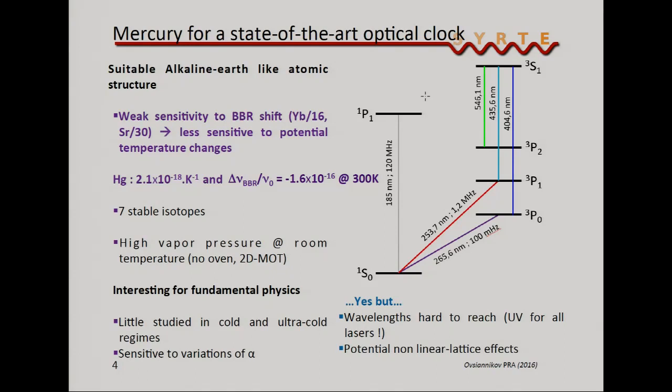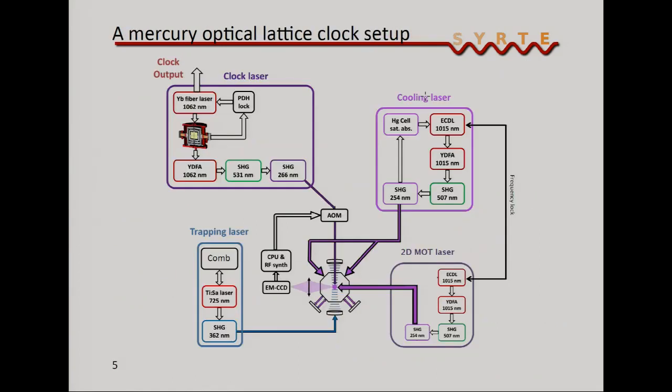Despite these advantages, there are drawbacks to using mercury, and the main drawback remains the wavelengths. Indeed, all of our wavelengths are in the UV. So here in the scheme, I showed in purple the clock transition at 265 nanometers, and in red the cooling transition for our 3D MOT at 253 nanometers, and it's the same for the lattice laser, which is in the near UV. And on top of that, we also have potential nonlinear lattice effects.